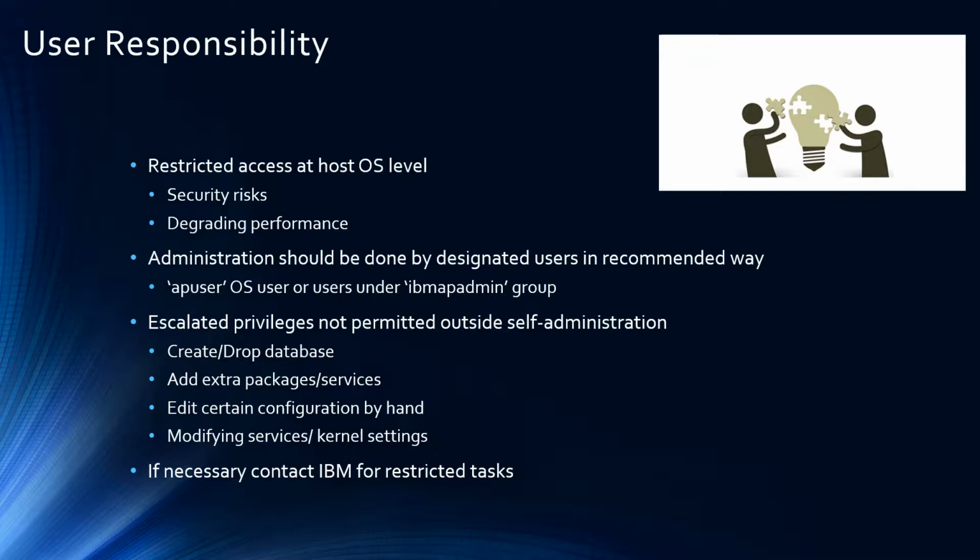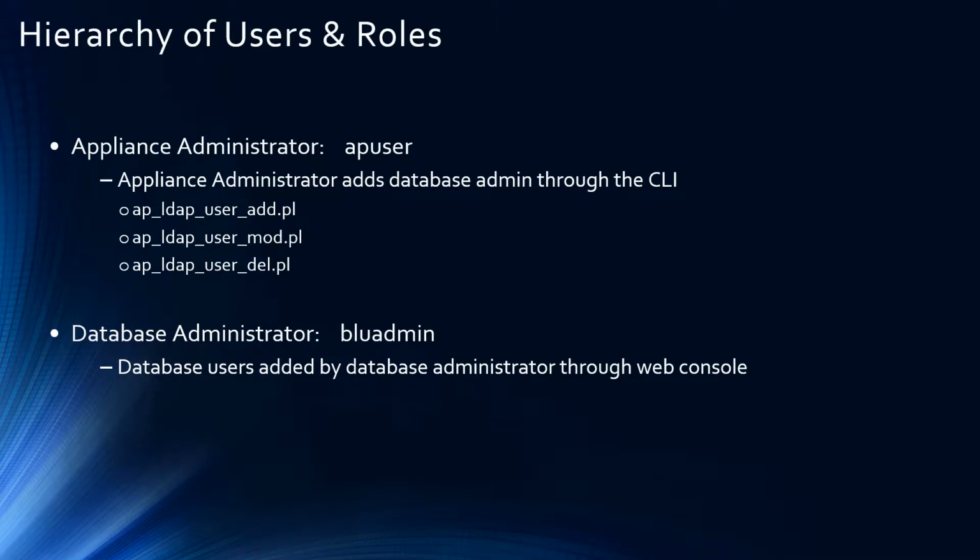Examples of some of these activities are network changes, upgrades, stopping the appliance, diagnostics, data capture, backup and restore, creating users, etc. There are different kinds of users depending on their roles. By default, the appliance administrator logs in as the AP user. The database administrator uses the Blue admin user.